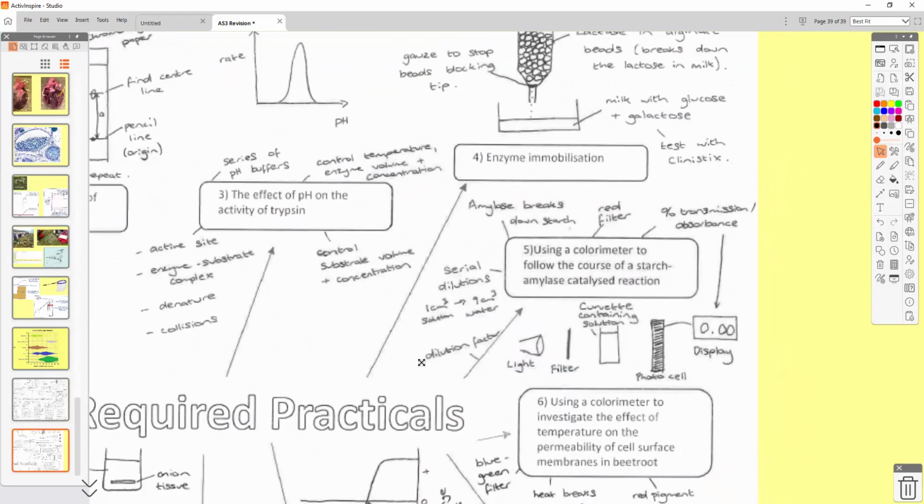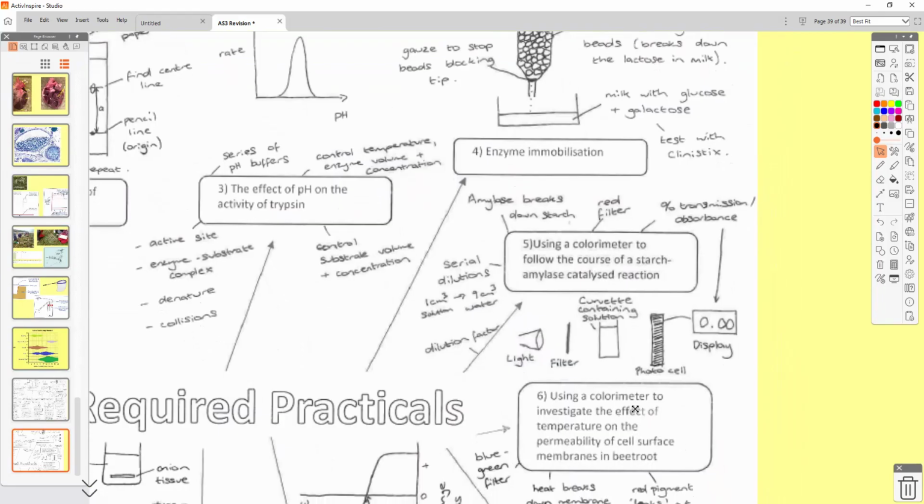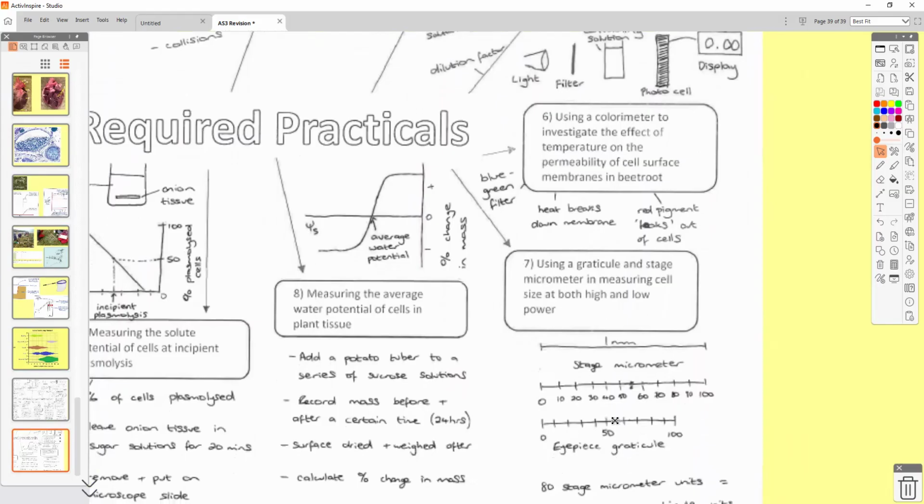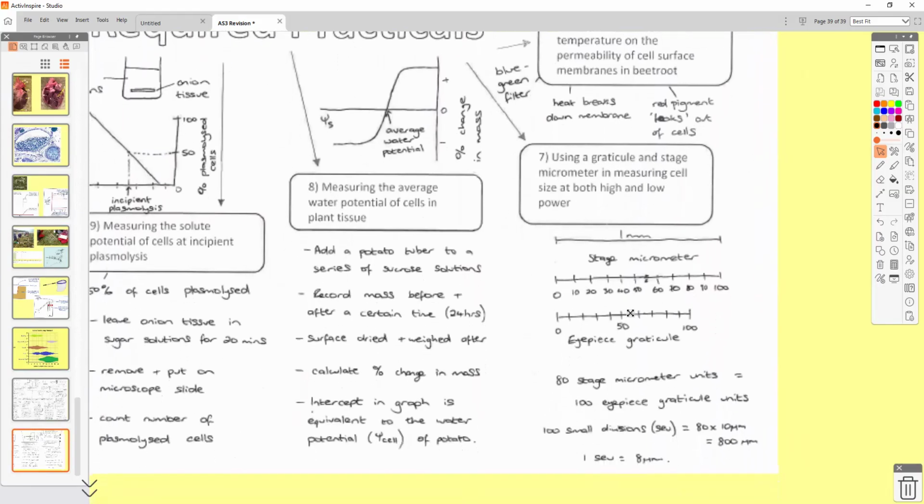That is where you would take 1 centimeter cubed of your solution and add 9 centimeters cubed of water. And that would be it diluted by 10%. You need to multiply up by 10 at the end if you're doing dilution factors as well. Colorimeter for beetroot, as we've talked about already. Your graticule we've talked about as well.